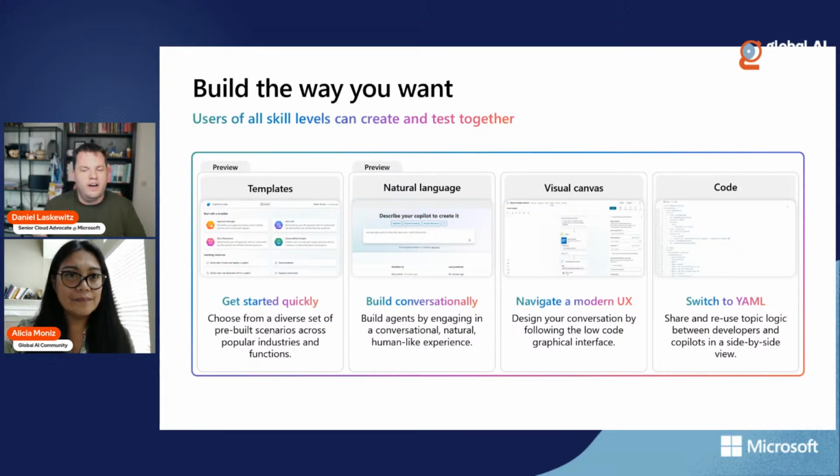And we also have an option to switch to YAML. So when you are in one of those topics, you can switch to code, and then you can see the YAML code that's behind it. And that can also be used to reuse all the topics that you have, for instance. So if you want to have multiple Copilots or multiple agents, and you want to reuse that YAML, you can also do that.